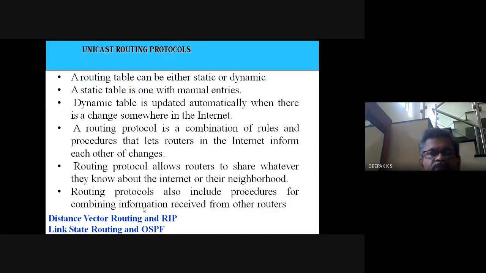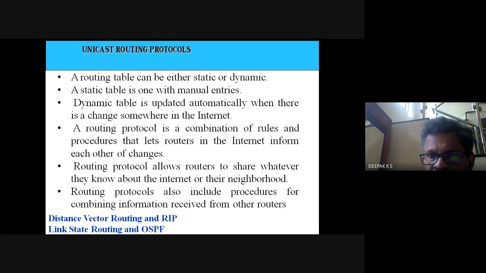Now we come to routing protocols. A routing table can be static or dynamic. We know the fields. Mostly in the host, it would be static. A static table is one with manual entry. Now, a dynamic table is updated automatically when there is a change somewhere in the internet.